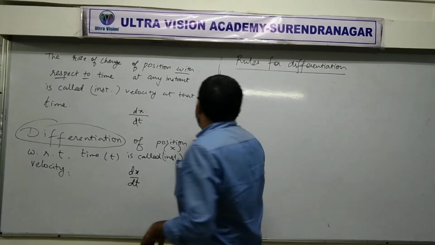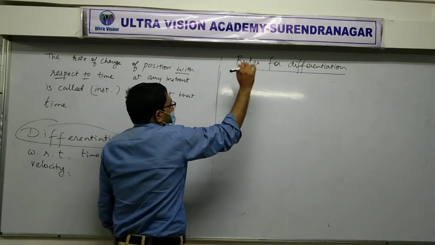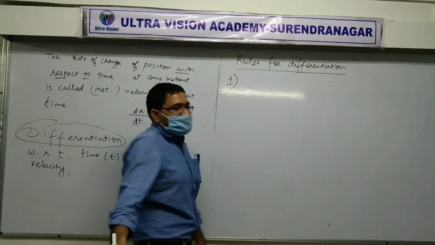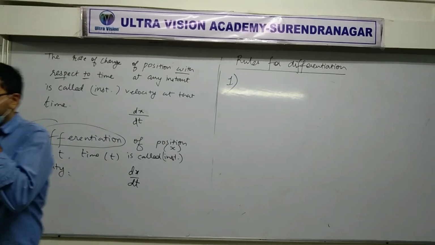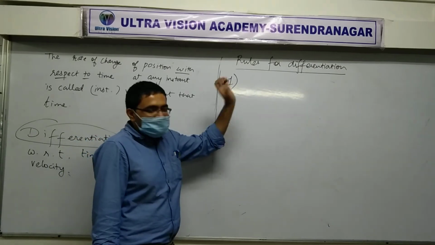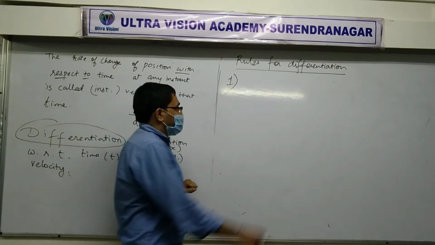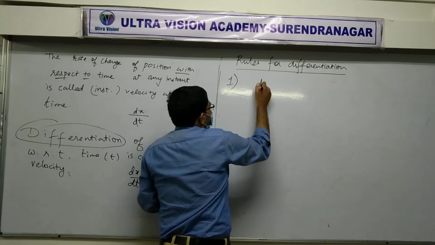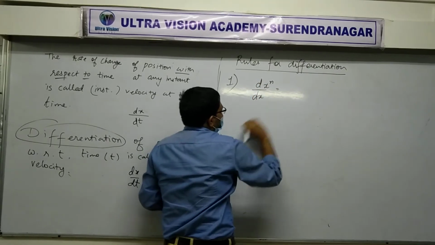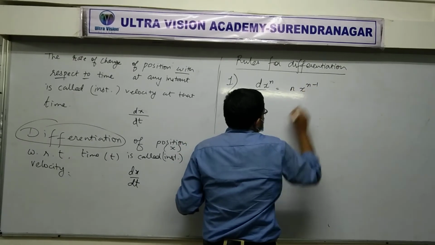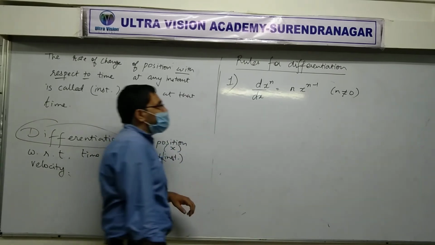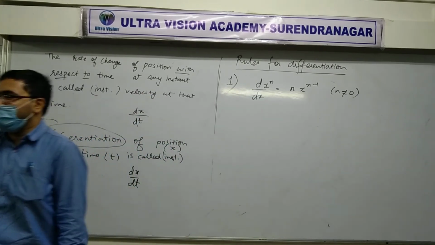So let's put the first rule, number 1. So what's the first rule? It is d by dx of x raised to n is equal to n x raised to n minus 1, if n is not 0. You can do this in every case where n is not 0.